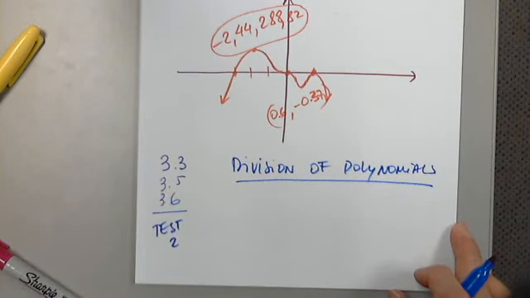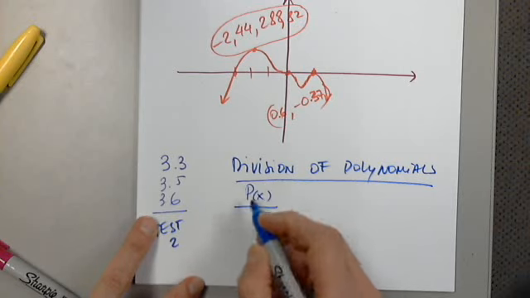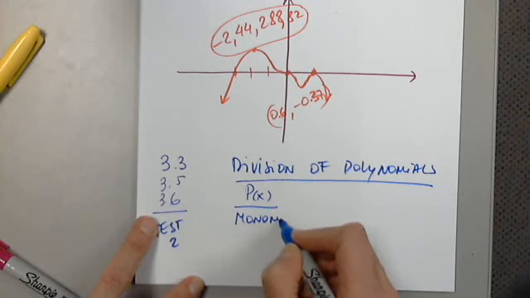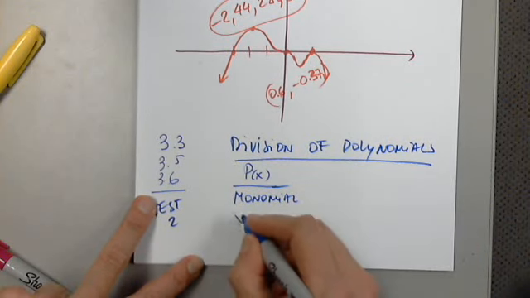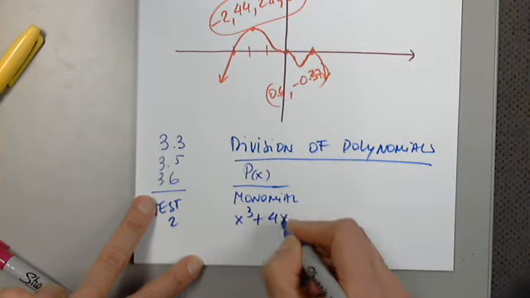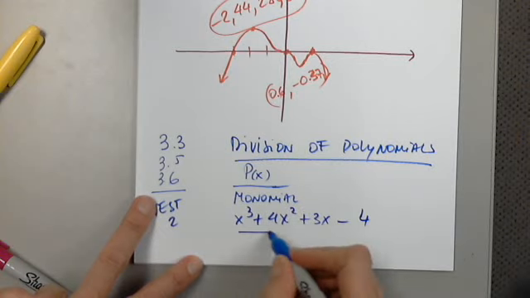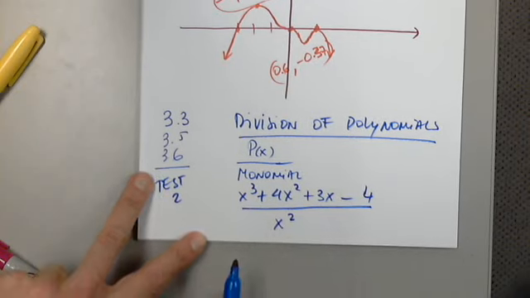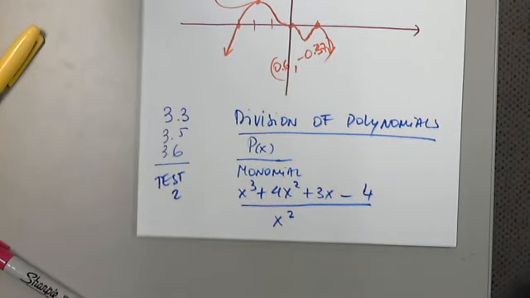Here's one example that I did not find in your book. If we're asked to divide a polynomial by a monomial, monomial means one term, for example, x cubed plus 4x squared plus 3x minus 4 divided by x squared. This is one term, one monomial.